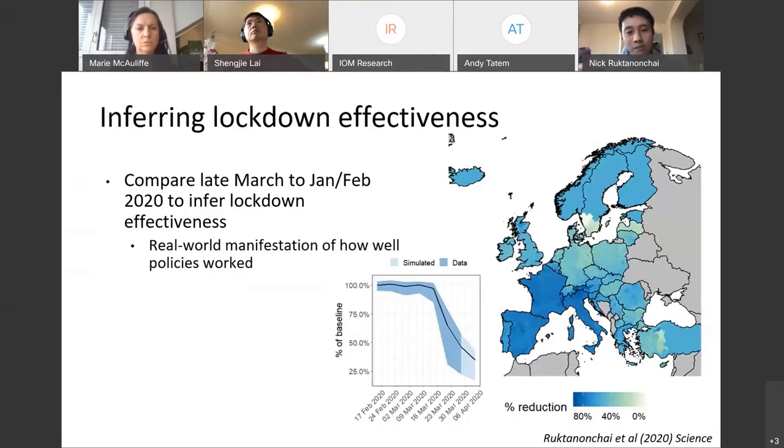So one powerful thing about this method is that we didn't assume how strongly lockdowns would influence mobility and exposure. We had this real world picture of how heterogeneous that manifestation of lockdown actually was across countries. And you can see this here on the right, where you see how much mobility reduced. For example, it reduced a lot by late March in Italy and France, less so in Germany and Poland.